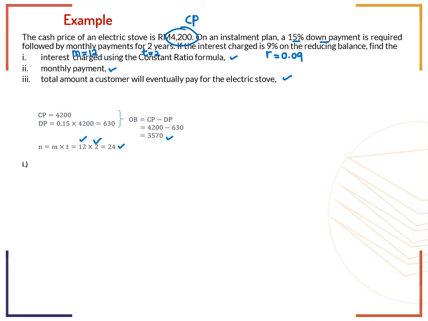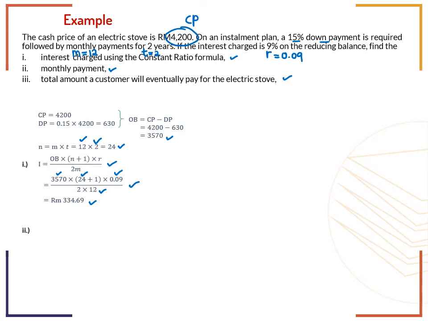To find the interest charge, apply the following formula: original balance multiply N plus 1 multiply R divided by 2M. Replace original balance with 3,570 ringgit, N with 24, R with 0.09, and M with 12, and solve the equation. So the interest charge is equal to 334 ringgit 69 cent.